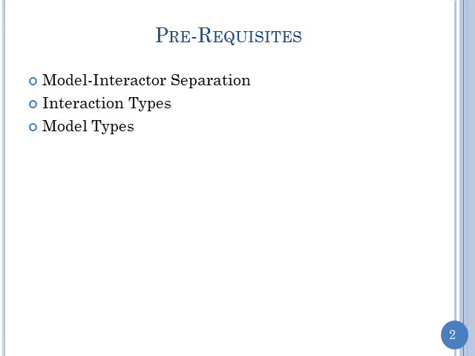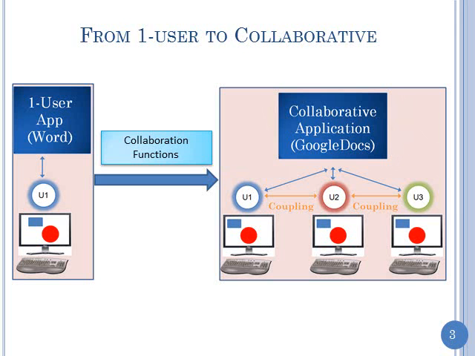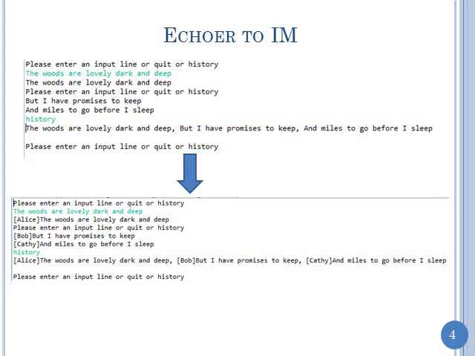So, very high level. The idea here is you want to go from single user applications such as Word to collaborative applications such as Google Docs. Maybe you won't implement a full Google Docs here, but certainly we want to be able to go at least from our echoer to our IM tool. In the echoing tool, all input was provided by one user.